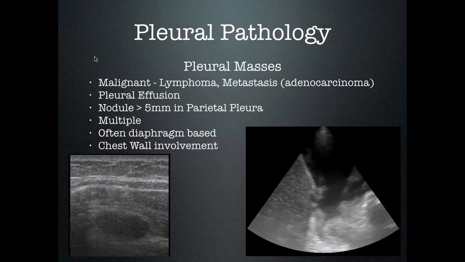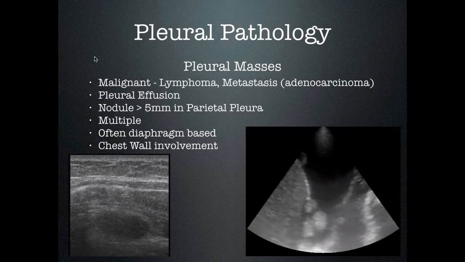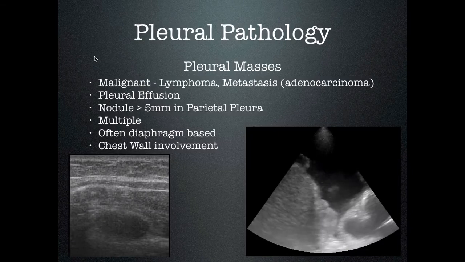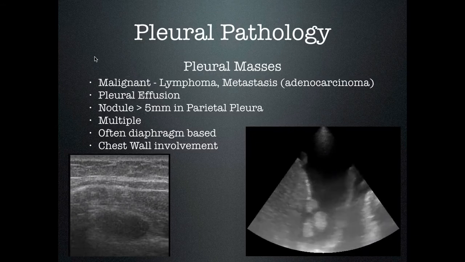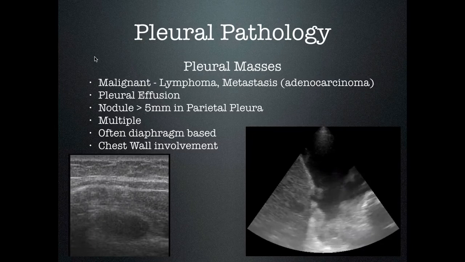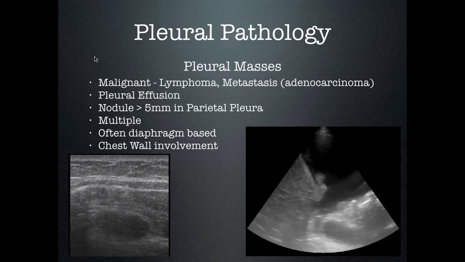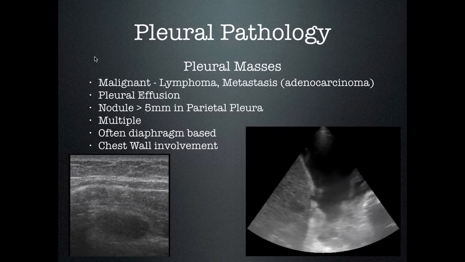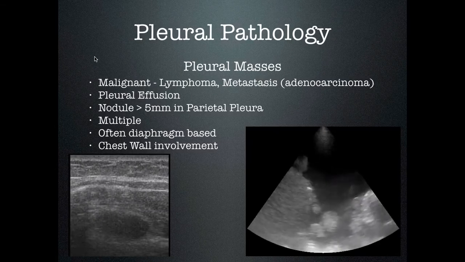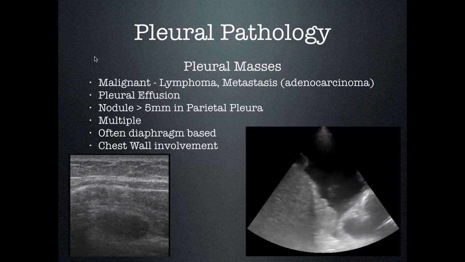The most common ultrasound findings for malignant pleural masses are nodules greater than 5 millimeter diameter in the parietal pleura, although sometimes they are found in the visceral pleura. The most commonly affected area is the diaphragmatic pleura, which we have seen on the right, and sonography may also show that there's chest wall involvement. And when you see chest wall involvement, you can be very sure that it is a malignant or neoplastic mass.